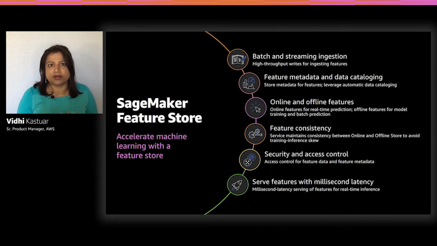The SageMaker Feature Store offers feature consistency. It maintains consistency of these features between the online and the offline store so that your features maintain parity between the dev and the production environments. The SageMaker Feature Store provides a secure storage and access control for both the feature data as well as the feature metadata. And it helps you serve features or look up features with low millisecond latency for real-time inference use cases, where your applications require features to be looked up in low single-digit millisecond latency.